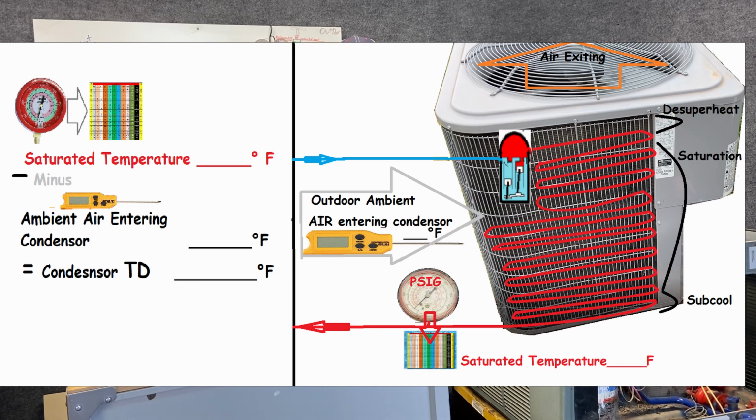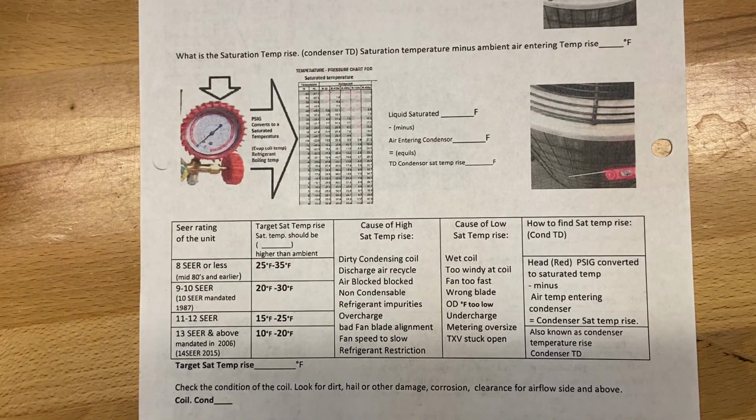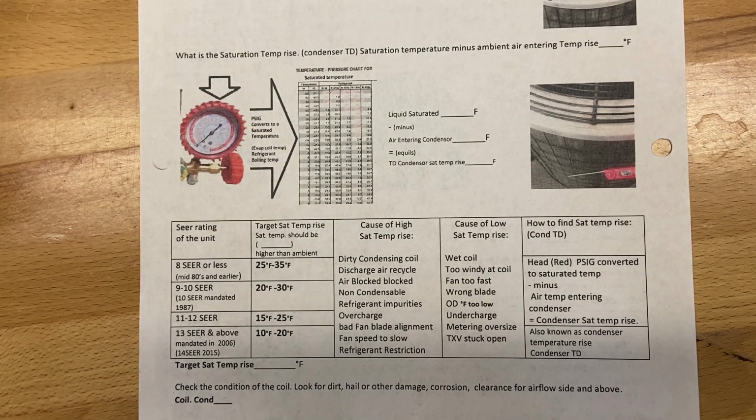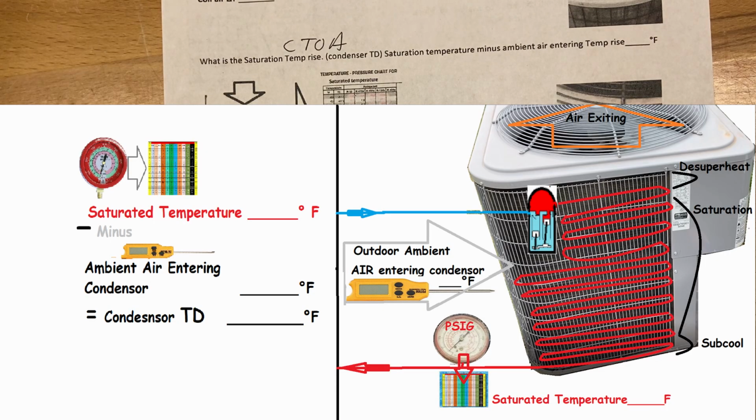PSIG converted to a saturated temperature. That number should be higher than the temperature of the air coming into it. So the next question is, what should that be? Let's find out what it should be. Here I've designed a quick reference guide. So all these mean the same thing. We get our PSIG, convert it to a saturated temperature. So liquid saturated temperature minus the air entering the condenser, or also called ambient, equals TD, condenser saturated temperature rise. That's how we find it.